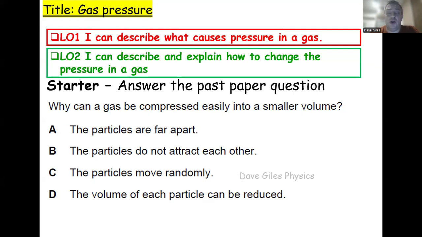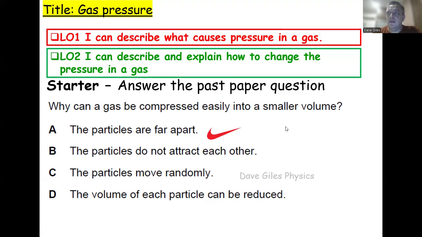So to start us off, I've put on a past paper 2 exam question, multiple choice. And the question is just, why can a gas be compressed easily into a smaller volume? And the reason for that is the particles being far apart, as you can see here.